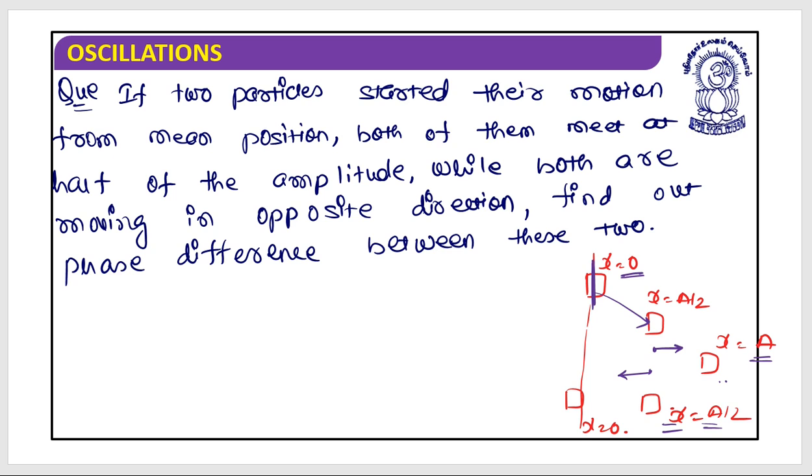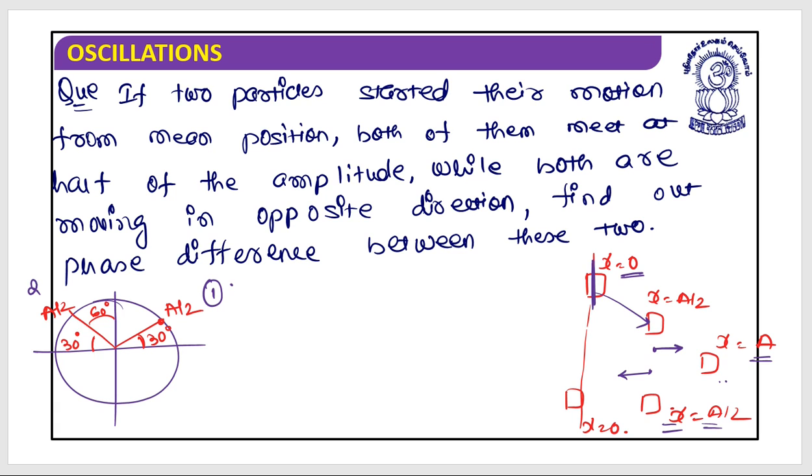So according to the situation, if you observe this circle, one particle will be here at A by 2. The other particle is here, also at A by 2. This is 30 degree. Even this is 30. So that means this is 60 degree. If I call this the first particle and this the second particle, the phase of the second particle is 90 plus 60, which equals 150 degree.